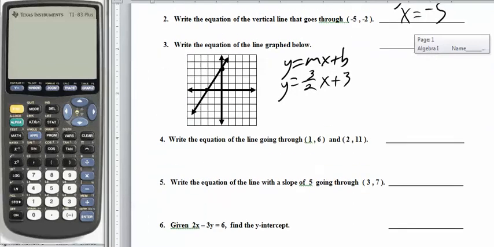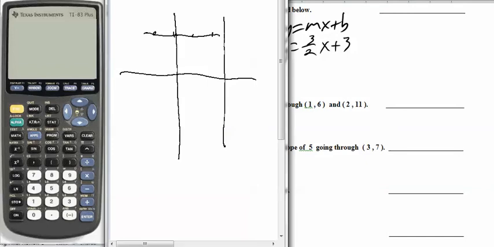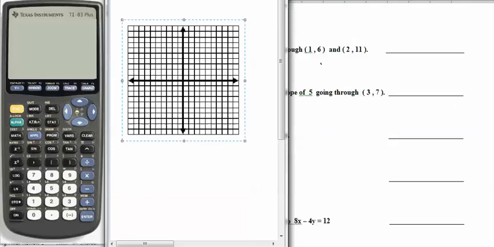All right. So for this one, the equation of the line going through (1, 6) and (2, 11). A couple ways you could do it. One way would just be to graph it. So if we graph this, we have (1, 6), 1, 2, 3, 4, 5, 6, and (2, 11). It's going to go off our graph a little bit, but 6, 7, 8, 9, 10, 11. All right. So then we've got our slope, which is up 1, 2, 3, 4, 5, and over 1.